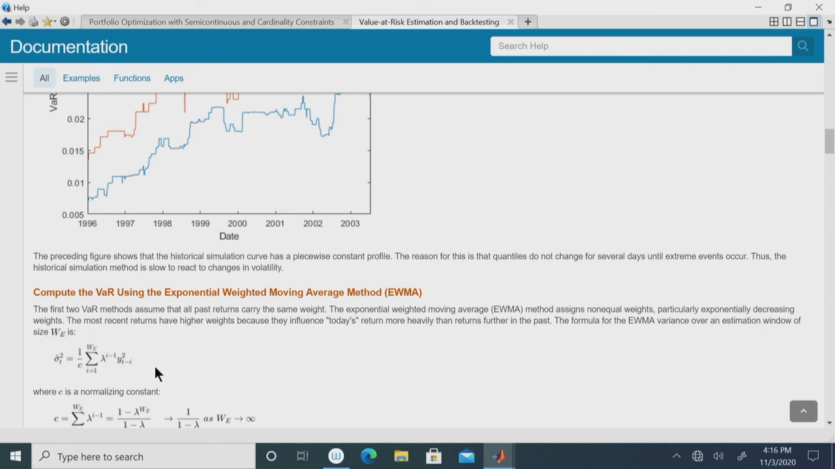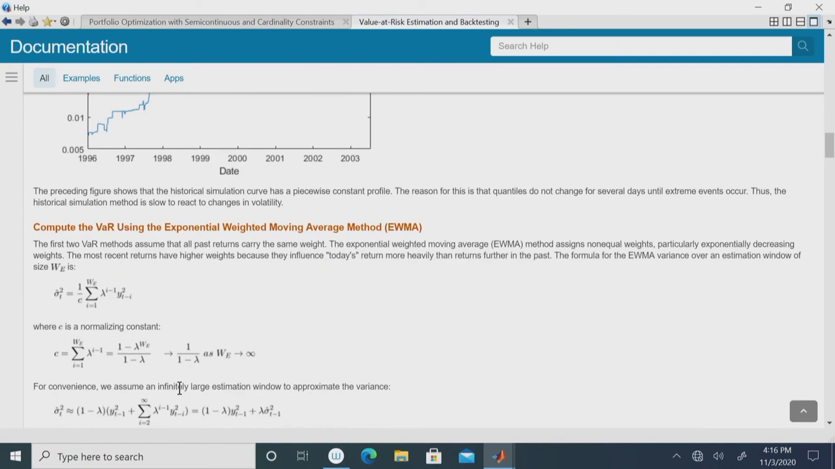If the time window W subscript capital E is the number of time points, then the estimated variance at time t is going to be 1 over c into the summation of lambda raised to i minus 1 times y of t minus i squared. That means you are going to use the values from the preceding W_E time points. And here c is a normalizing constant.